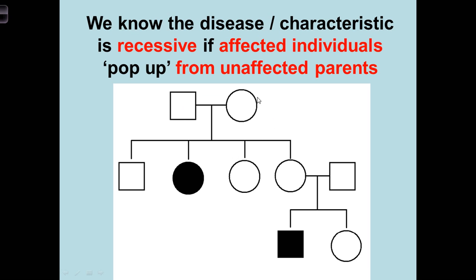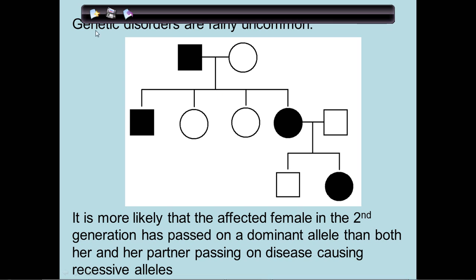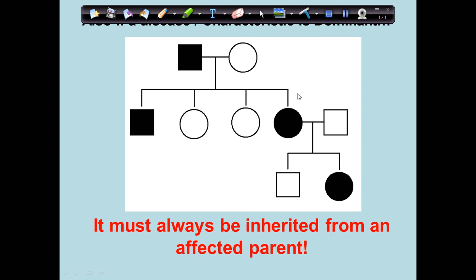If we go back to our recessive condition here, it's fairly uncommon that two parents both happen to have a hidden recessive allele for the same characteristic. So in this case, when you see the condition in every generation, it's most likely a dominant characteristic. So let's move on here.